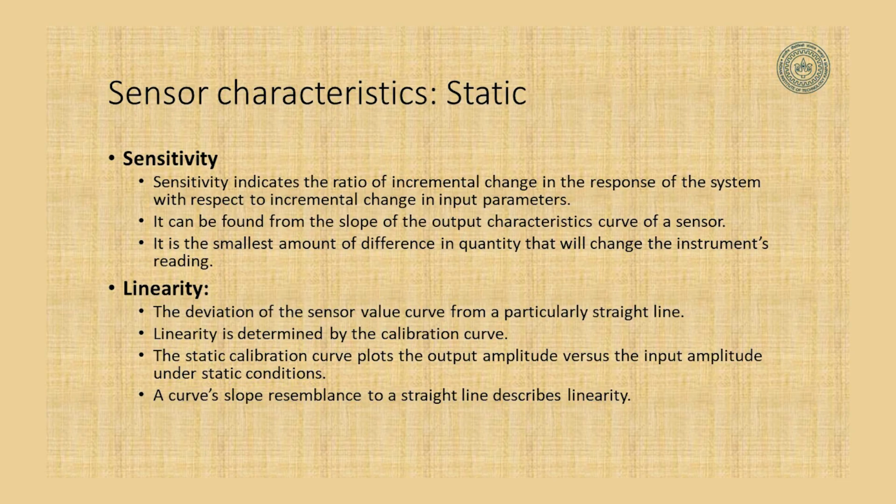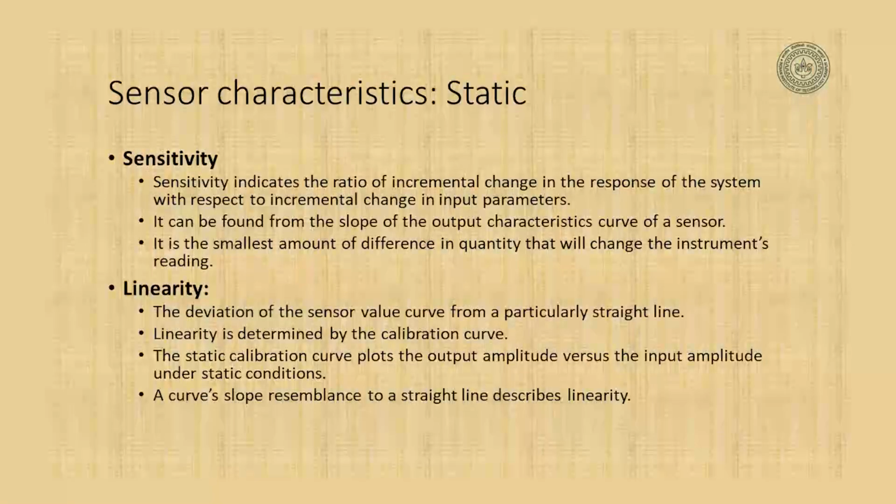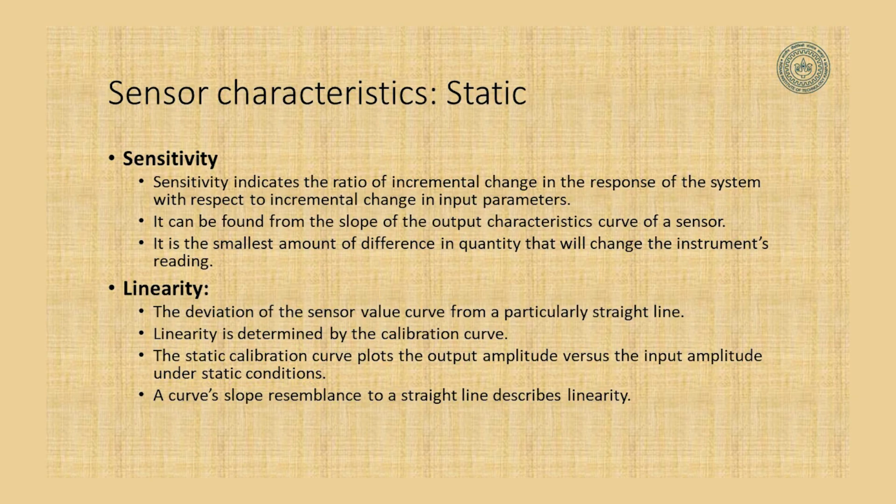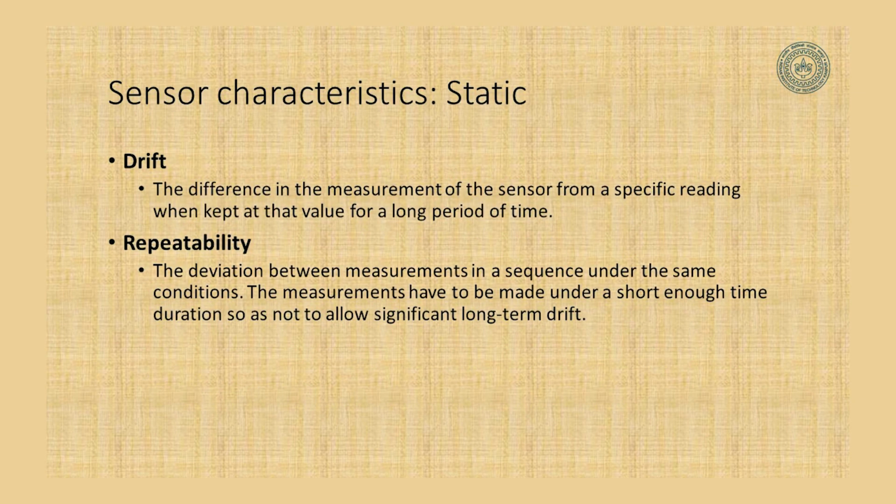Okay. The static calibration curve plots the output amplitude versus the input amplitude under static conditions, and that tells you the linearity of the system. Okay. So, when you plot the output amplitude against the input amplitude and you get this curve, that calibration curve will tell you about the linearity of the sensor. So, it is the resemblance to a straight line of the slope of the curve that describes how linear this sensor is. The next characteristic that is often important is that of drift.